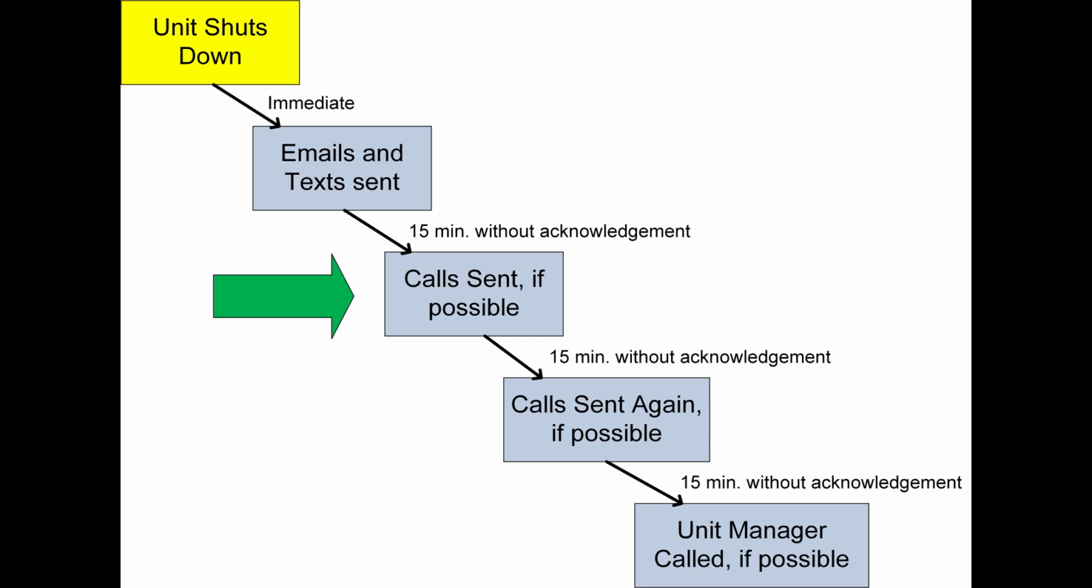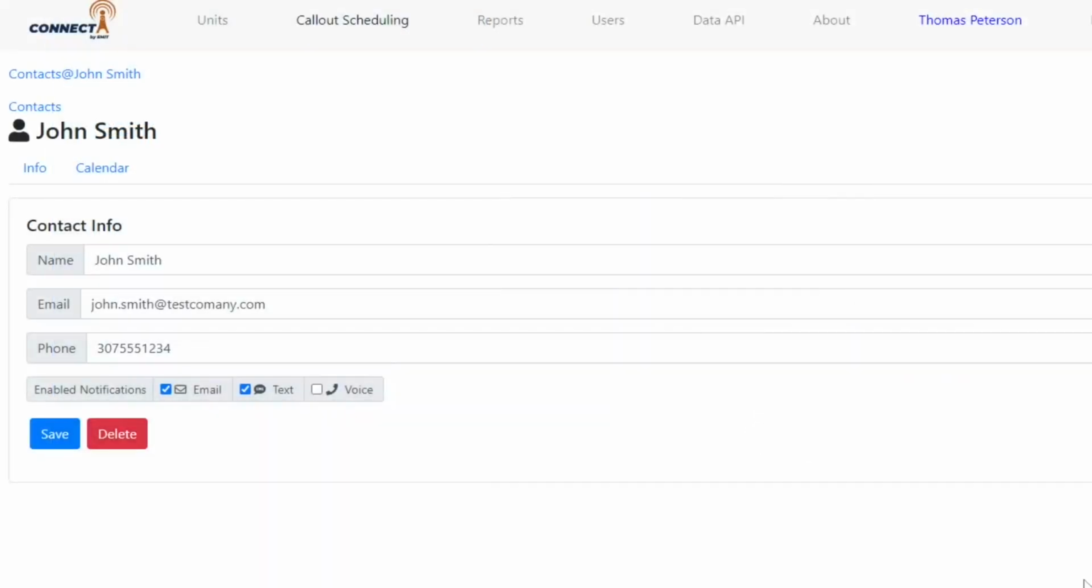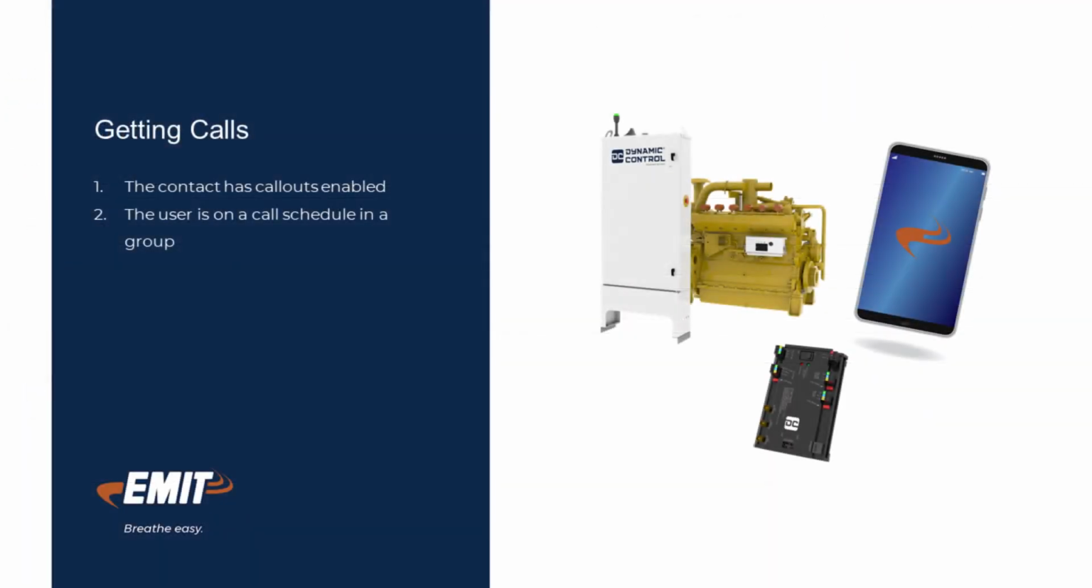For the calls to be possible, 3 criteria have to be met. 1. The contact has to have calls enabled. This is the voice checkbox under an individual contact. If this is not checked, then the contact can never receive calls regardless of any other settings.